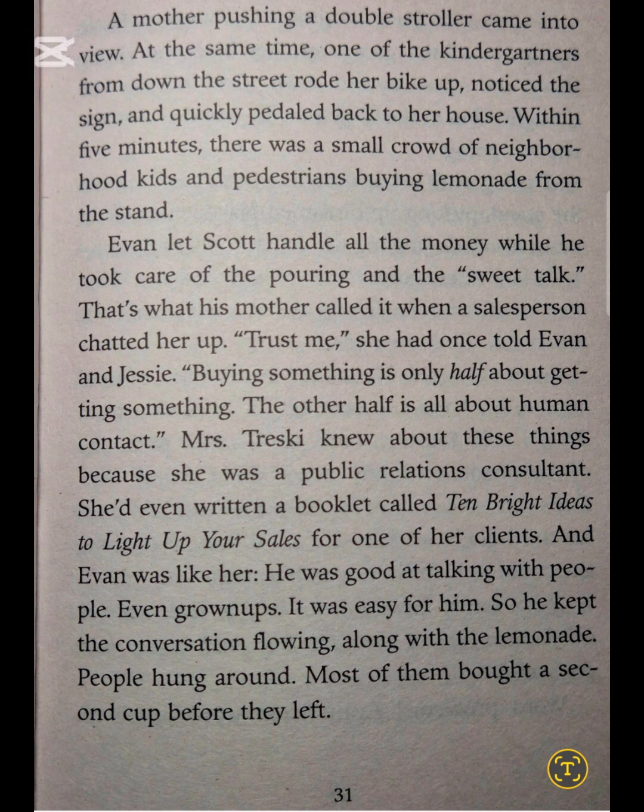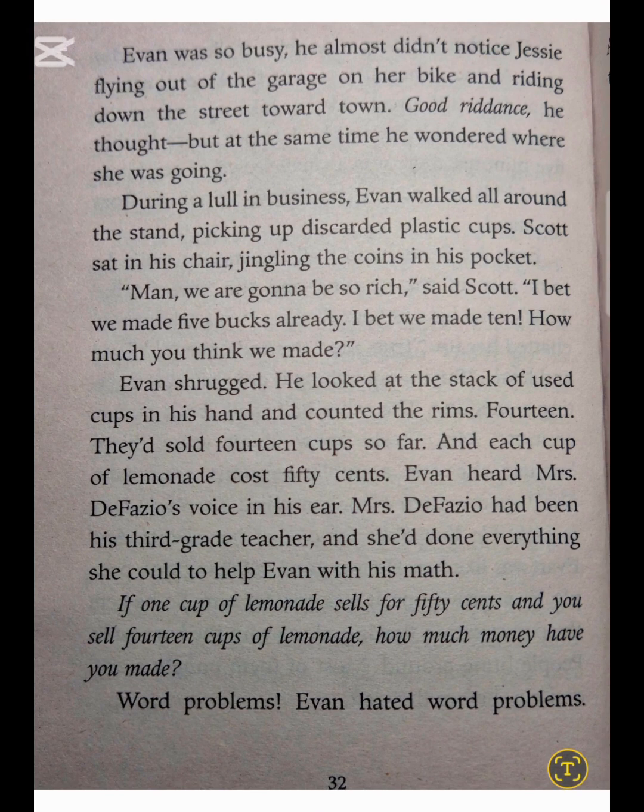And Evan was like her. He was good at talking with people, even grown-ups. It was easy for him, so he kept the conversation flowing along with the lemonade. People hung around. Most of them bought a second cup before they left. Evan was so busy he almost didn't notice Jessie flying out of the garage on her bike and riding down the street toward town. Good riddance, he thought, but at the same time he wondered where she was going.